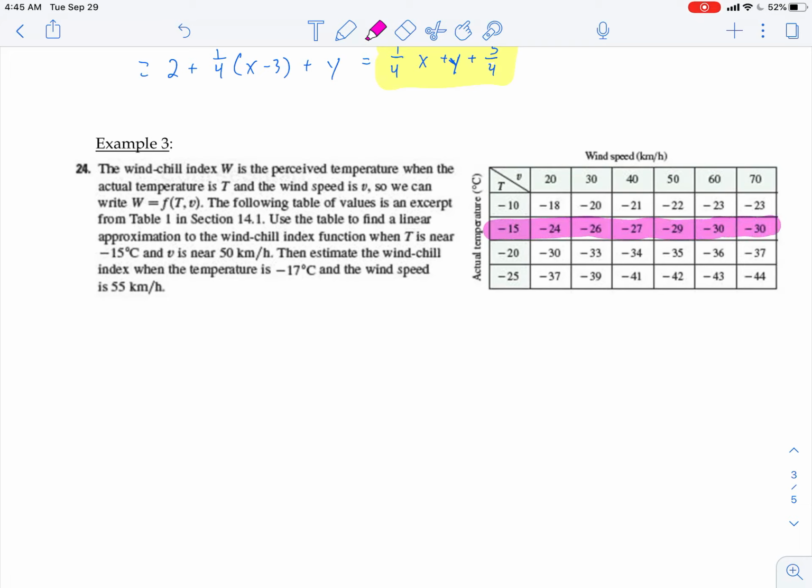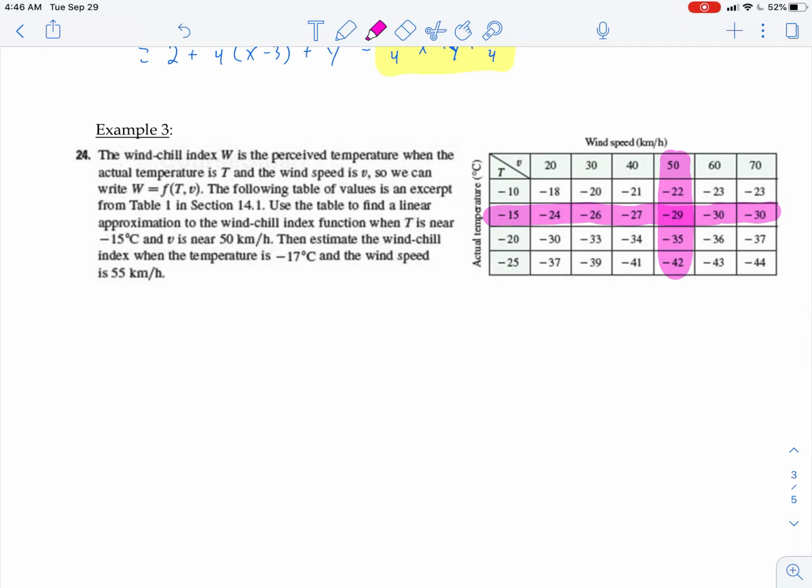So I'm going to highlight those real quick. So T, negative 15, and then we have 50 kilometers per hour, so right there. Then estimate the wind chill index when the temperature is negative 17 degrees Celsius and the wind speed is 55 kilometers per hour. All right, so the first thing we want to do is denote what our actual value is when we have negative 15 degrees Celsius for our temperature and 50 kilometers per hour for velocity. So we have f of (negative 15, 50), and that's equal to negative 29.